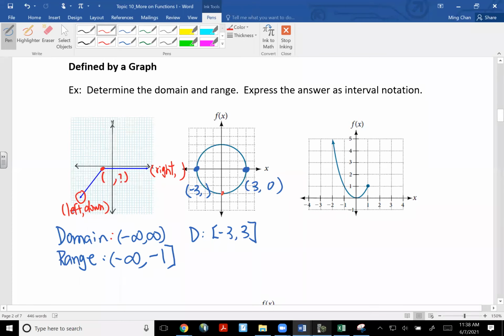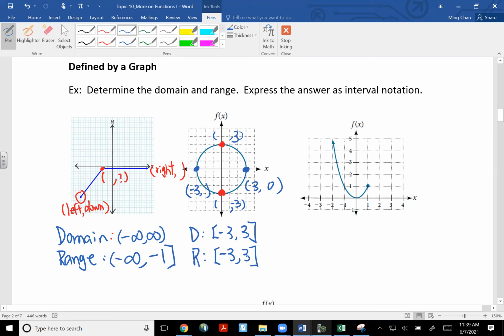Range, down and up. Range is about its y value. So I'm only going to write down the coordinates for the y value. So this must be what? 1, 2, 3, -3. That must be +3 for the y value. So my range is also from -3 to +3, using brackets.